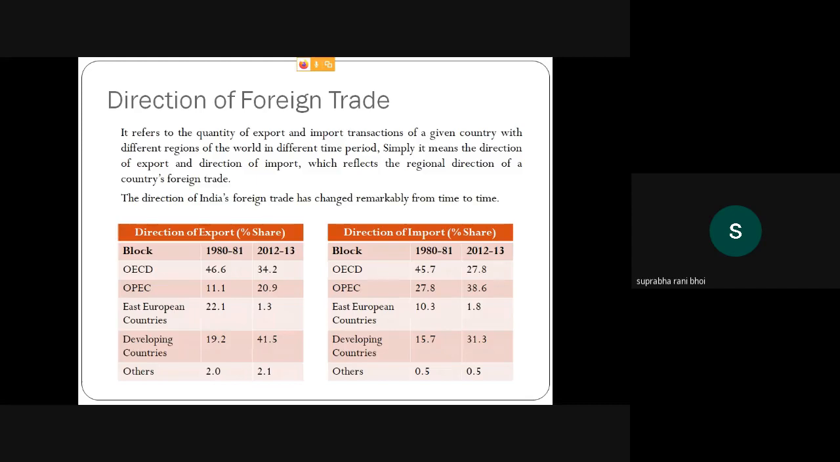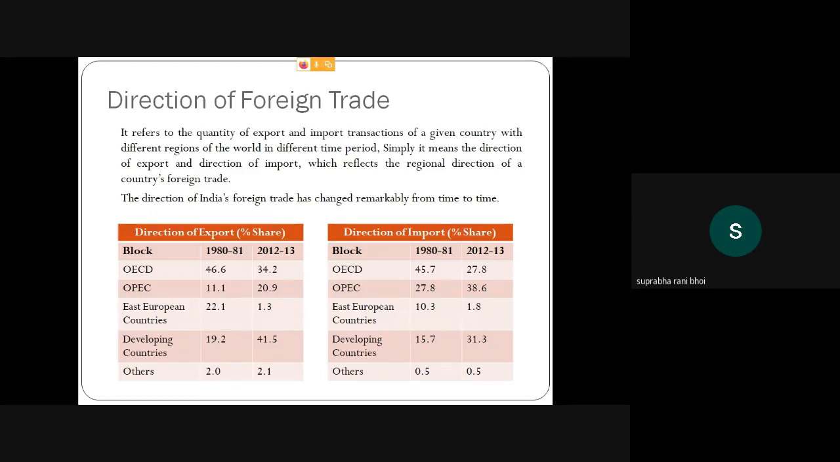The major change that you can observe from this table is that our export has increased to developing countries. These are the developing countries of Asia. A huge amount of goods and services is purchased by developing countries like China, Japan, South Korea, Brazil, South Africa, Pakistan, Singapore, Malaysia. All these are trading partners of India. Other countries are also there who are not covered under the above blocks. All these are the export share.